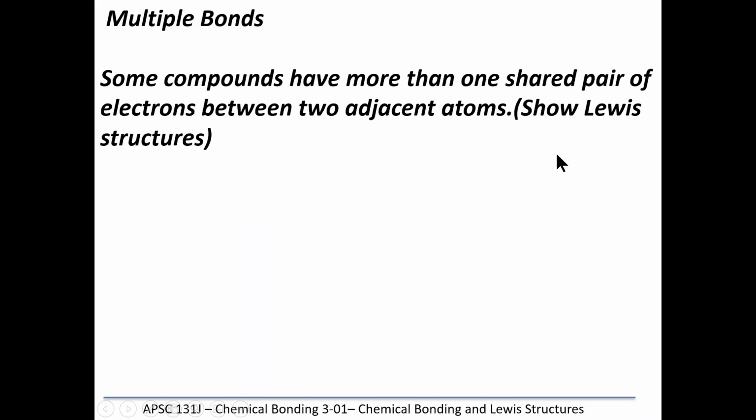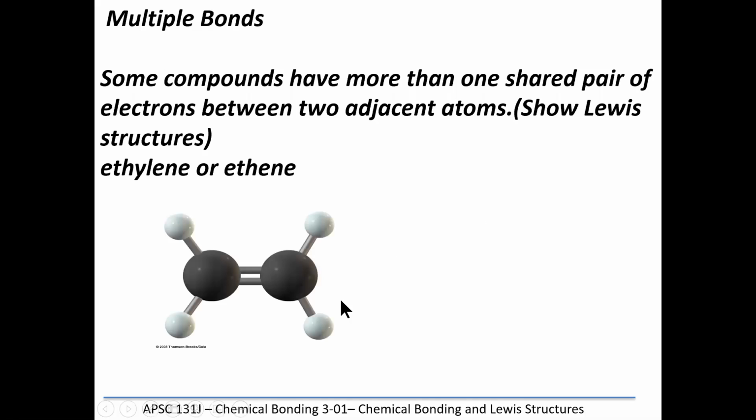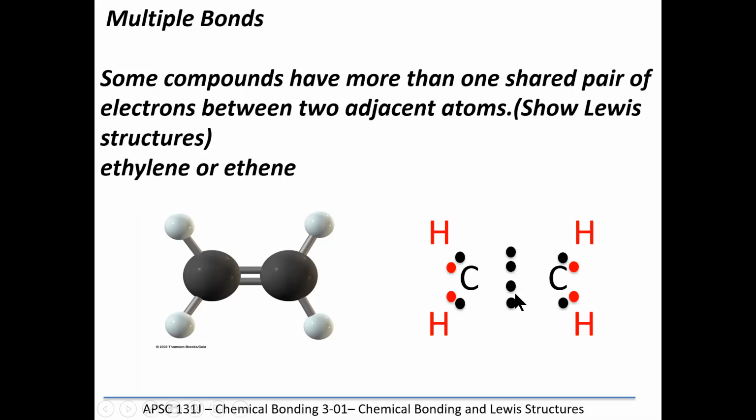Now, there are also multiple bonds that are formed between 2 atoms, where you get double bonds or triple bonds. So for instance, in ethene, C2H4, we end up with 4 electrons or 2 pairs of electrons being shared between adjacent carbon atoms.